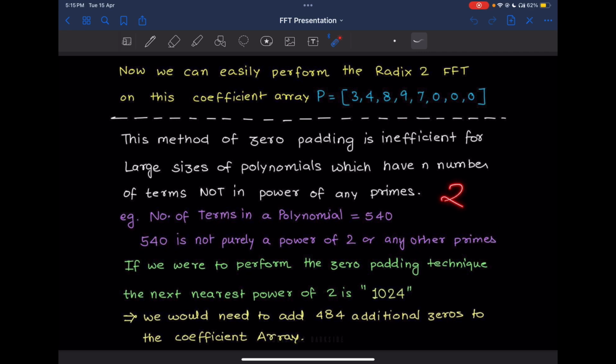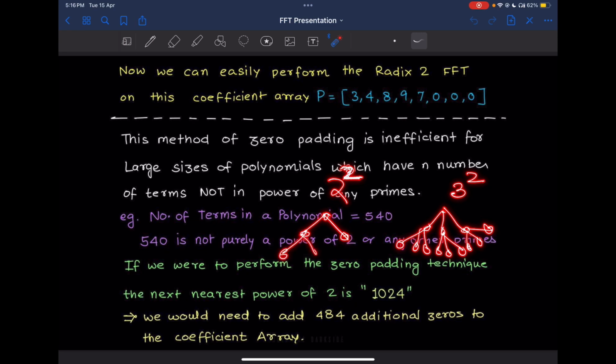So 2 is a prime number, obviously, and this divide and conquer technique can be applied to a polynomial whose number of terms is a power of any kind of prime. It could also be a power of 3, let's say 3 squared, for instance. You can divide the polynomial into three parts at the first step, and at the next step, again, you divide the polynomial into three parts, and you get your solution. Similar to when the power is of 2, where you're dividing into two parts at every level of recursion, right? So this can be done for all the primes.